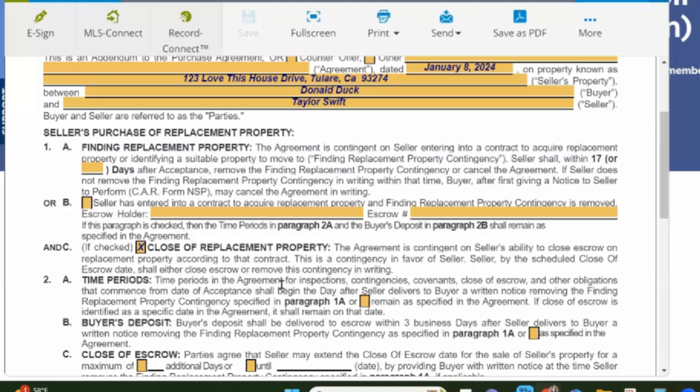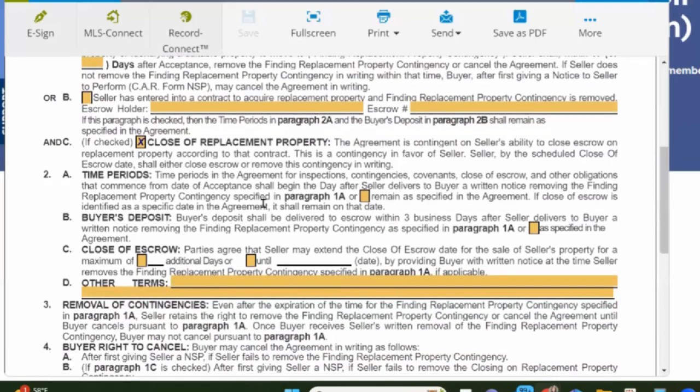Now, if they're already under escrow because they've marked number B, then it would all start immediately, right? So that's where it's going to default to: the day that the seller finds a replacement property and goes under contract. But we can check the box for it to remain as in the agreement, which I don't see why we would do that.